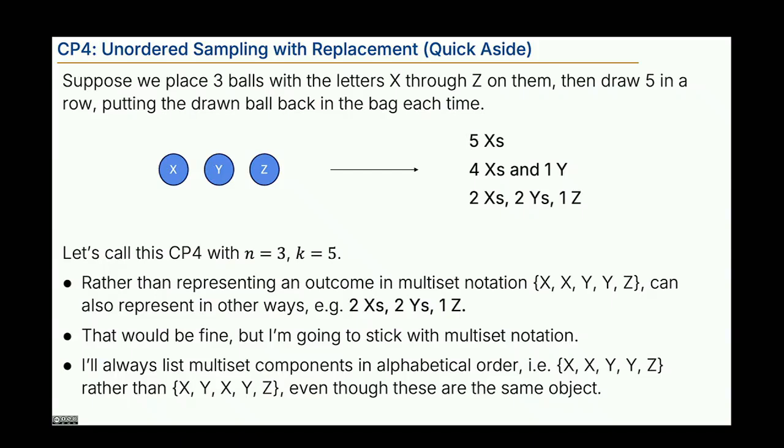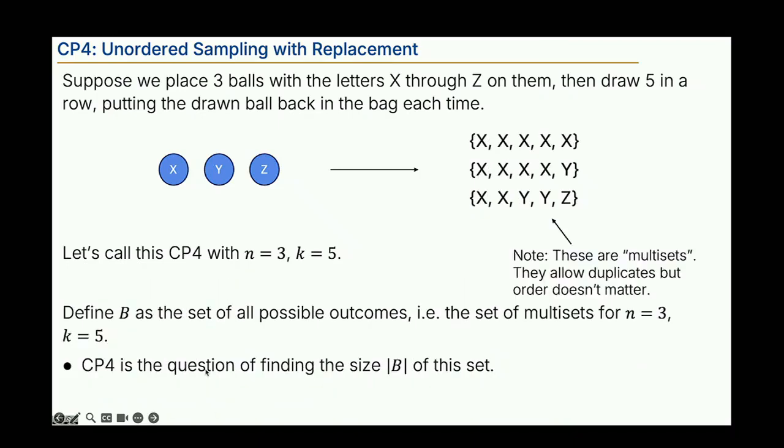But if in your head it's easier for you to think, oh, it's really just the numbers that count, that's fine. To avoid confusion, I'm always going to list the multi-set components in alphabetical order. So I will write X, X, Y, Y, Z rather than X, Y, X, Y, Z, because even though technically those are the same multi-set, I just want a canonical representation of a particular multi-set. By the way, canonical representation is a very nice idea in mathematics, which is the notion that you want to have one actual name for a thing. And so I think a nice name for this multi-set is X, X, Y, Y, Z, and we won't allow these other ones for the rest of lecture.